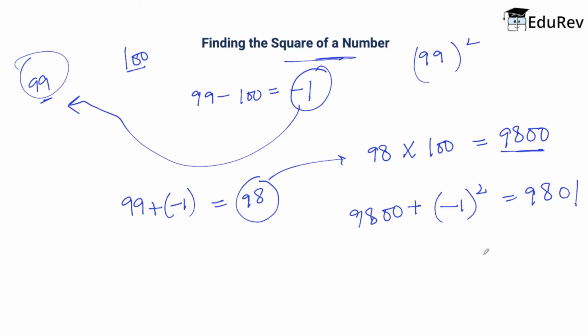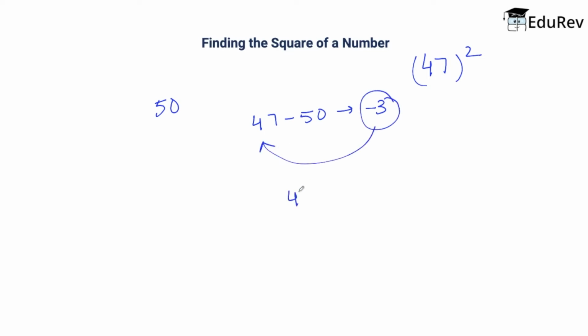Right. So I hope you understood this. Now let's take one more example to understand it completely. Okay. So let's take a number that is 47 and let's see how to do it. So we need to find out the square of 47. Firstly, we need to find a base that is closest to it, which is 50. Then we need to subtract both of these. That is 47 minus 50 is going to be negative of 3. Then I have to add this negative of 3 to the number. That is 47 plus minus 3. This is going to be 44.